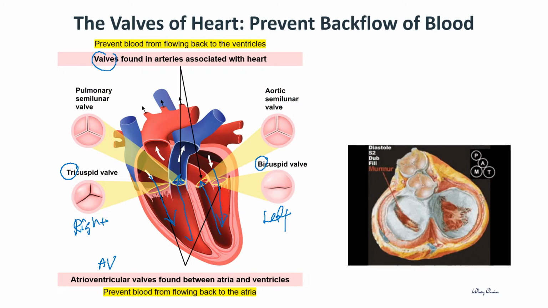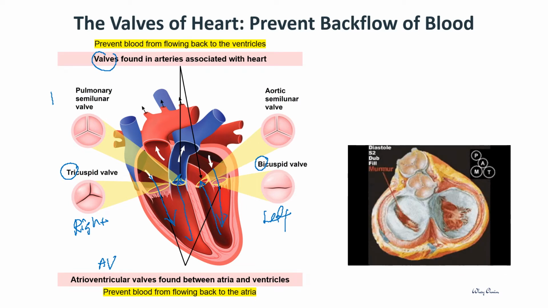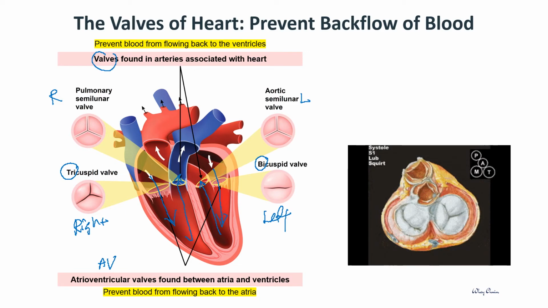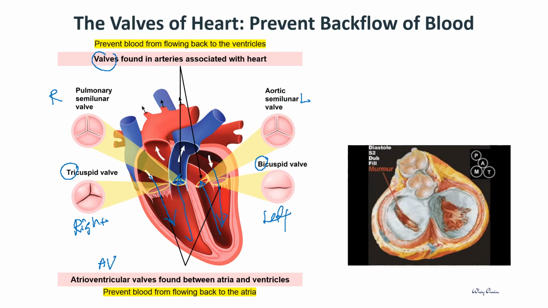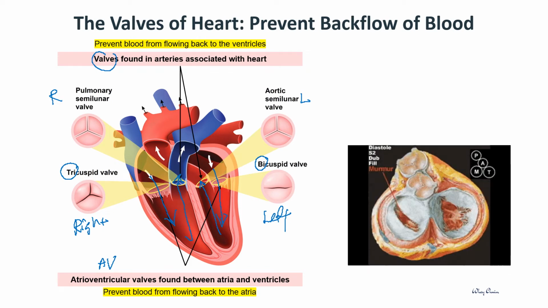On the right side, we have the pulmonary semilunar valve, and on the left side, we have the aortic semilunar valve. The names imply the location of the semilunar valve. Pulmonary because they are located at the pulmonary artery, and aortic because the valve is located in the aorta. And both have a similar function, which is to prevent the backflow of blood into the ventricles.